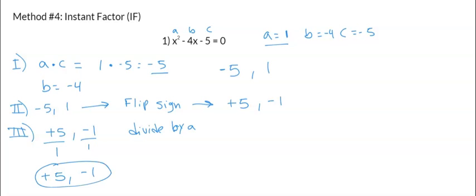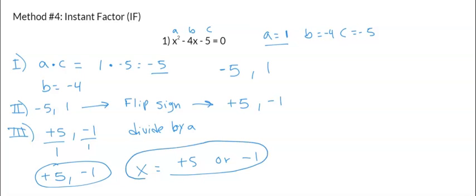These are our x. So x is either +5 or -1. And these are the same answers from before. All four methods gave you the same answer. And that's how you do it.